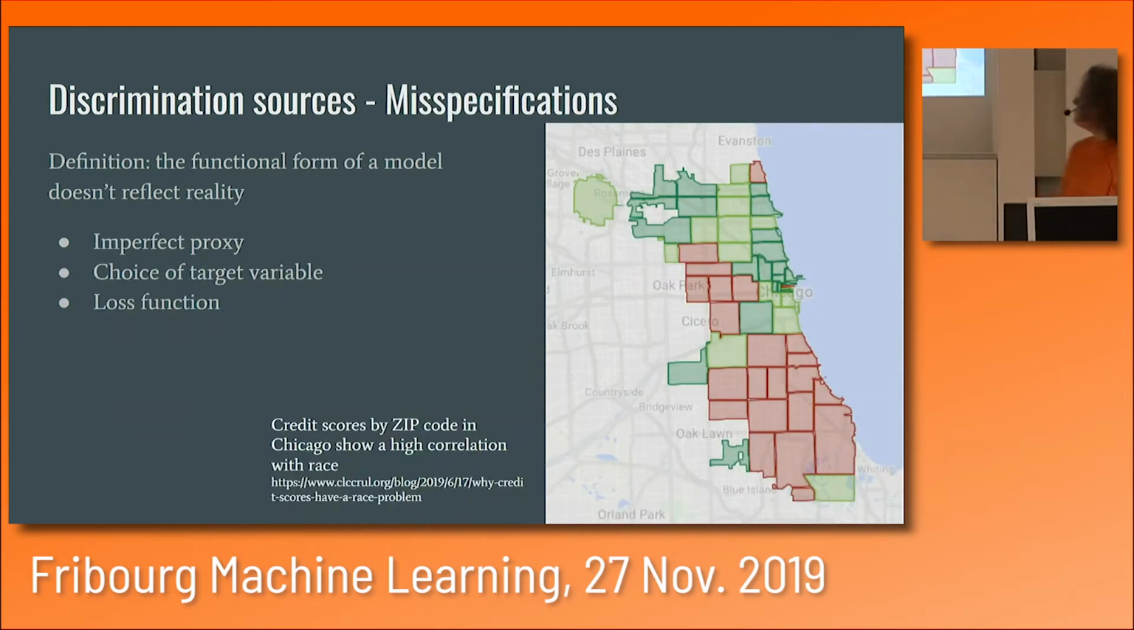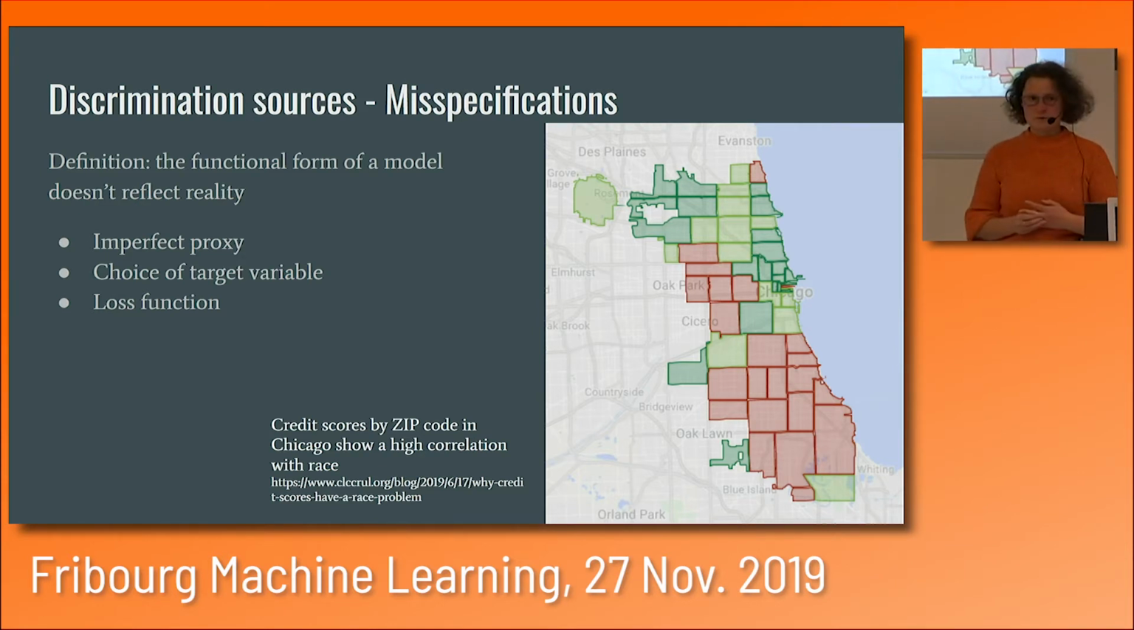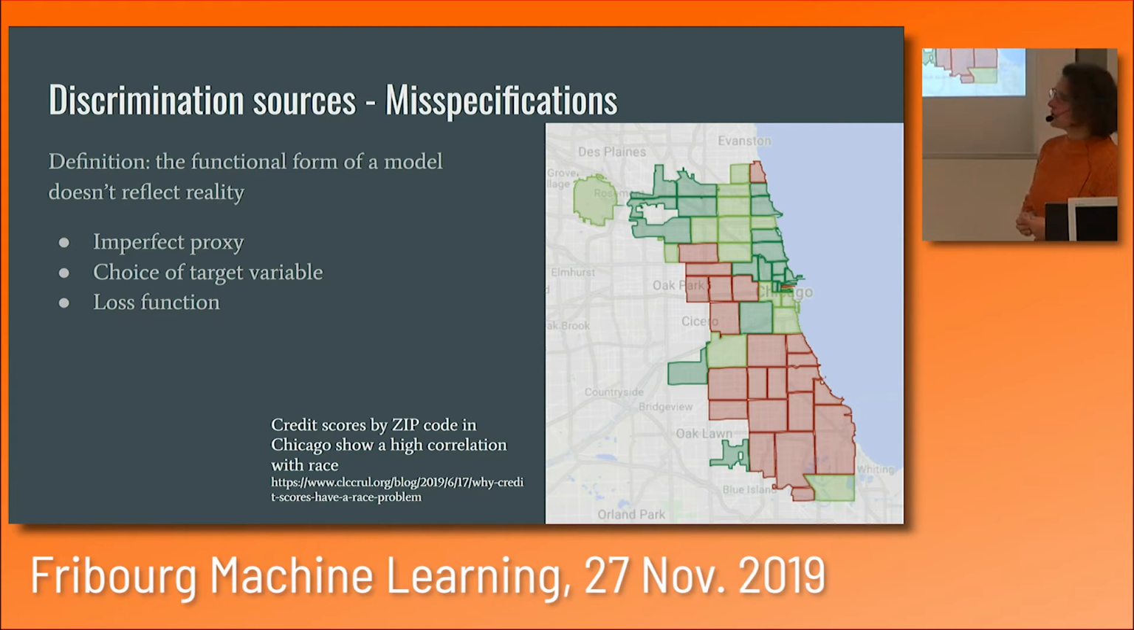So the next source of discrimination is the misspecification of a model itself. That's where we get into the deep technical side, I would say. So the idea is that the functional form of a model is different from reality. So there are different possibilities.